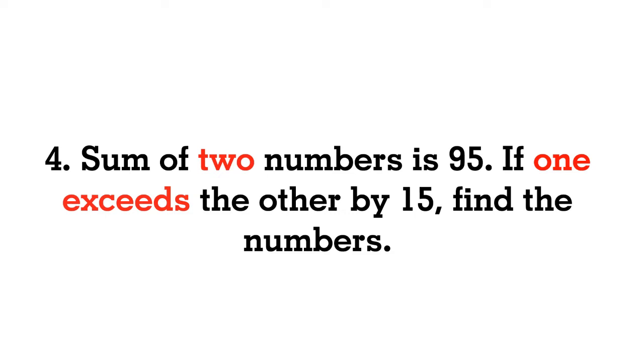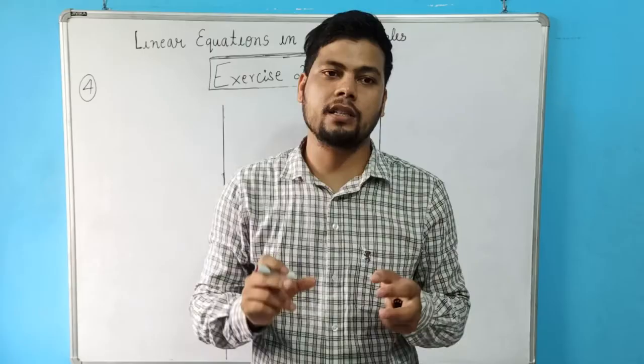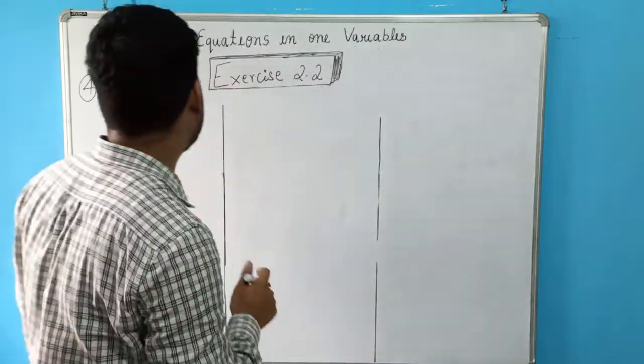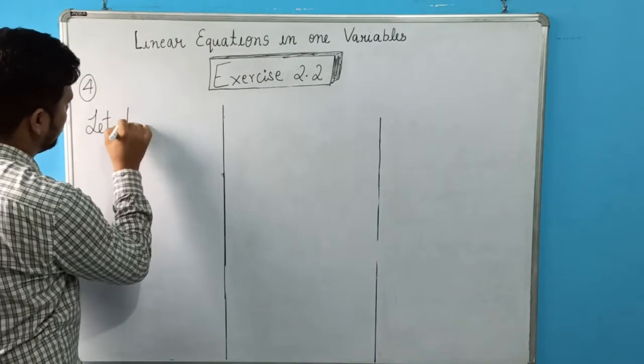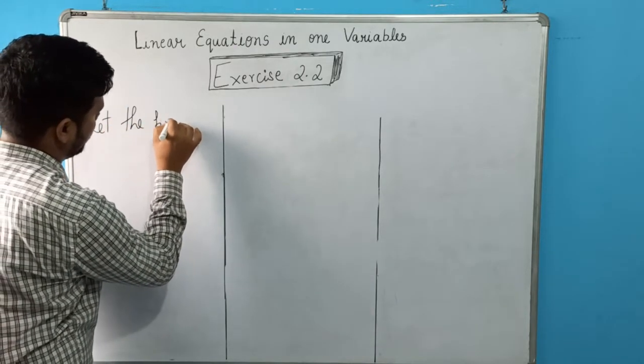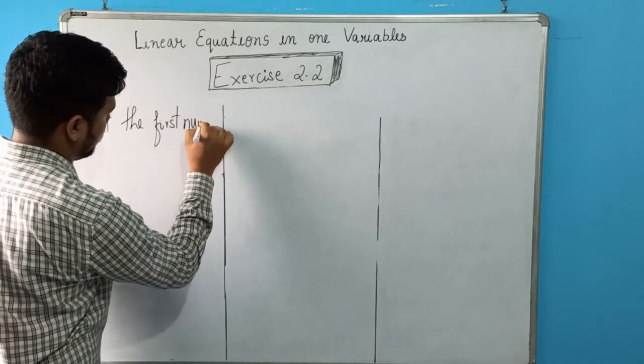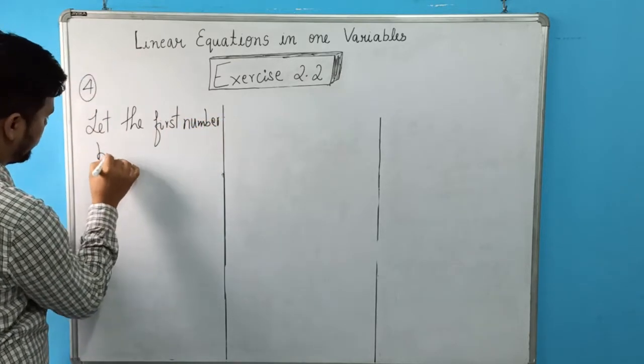As you can see on the screen, question number 4 says that the sum of two numbers is 95. If one exceeds the other by 15, find the numbers. So let us solve this problem. Before we begin, let us assume that the first number is x. Okay. Now if the first number is x, then as per the question, the other number will exceed the first by 15. That is x plus 15. So let's write down here. Let the first number be x.